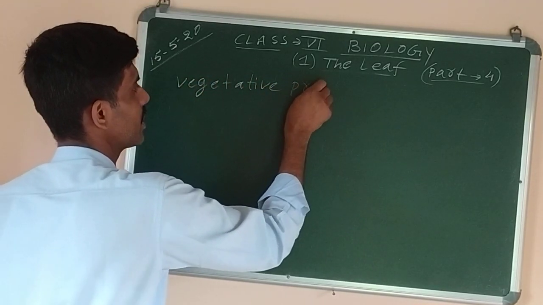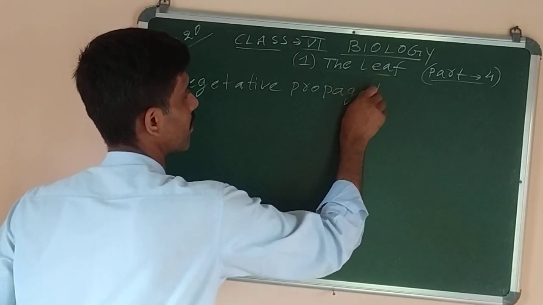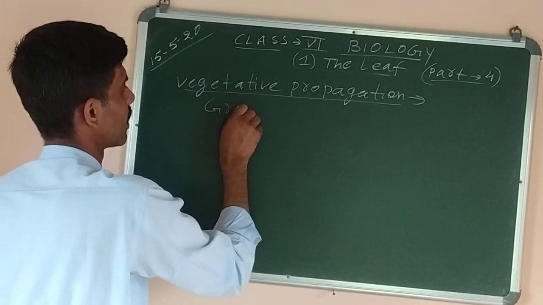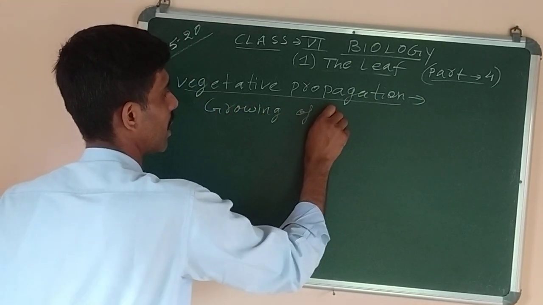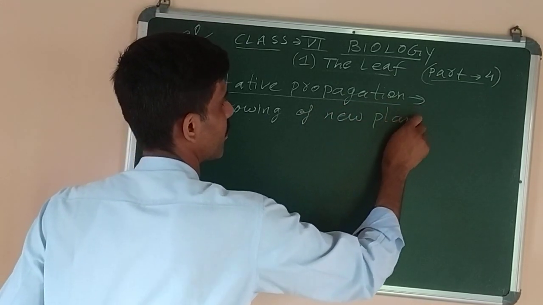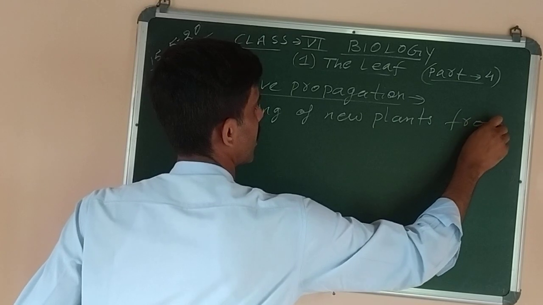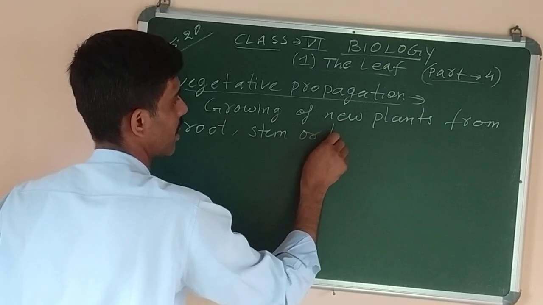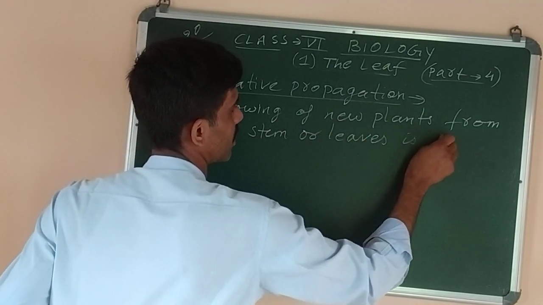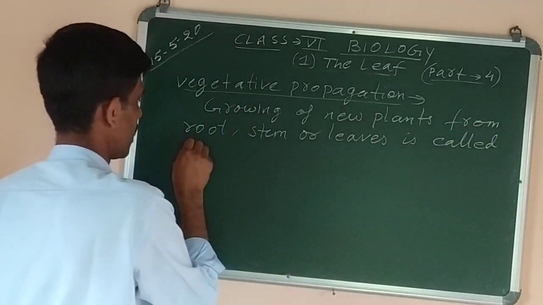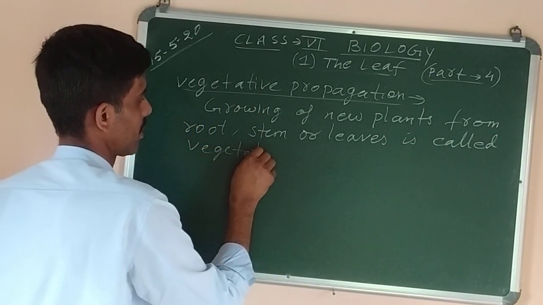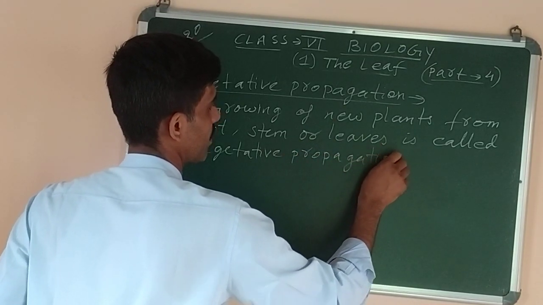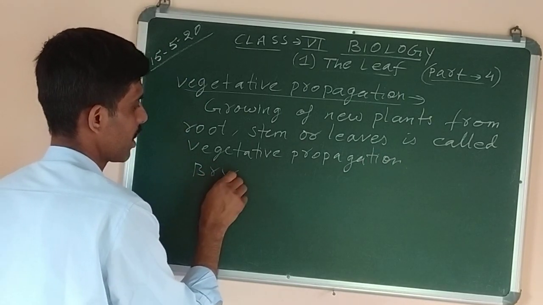Vegetative propagation means growing of new plants from root, stem or leaves is called vegetative propagation. So how does it happen in the leaves? Example, in bryophyllum. So example you can write bryophyllum.